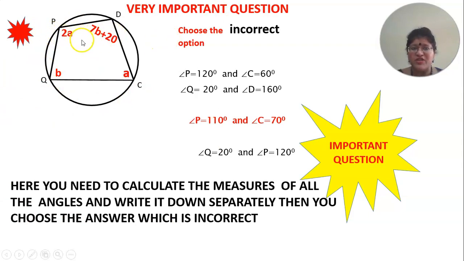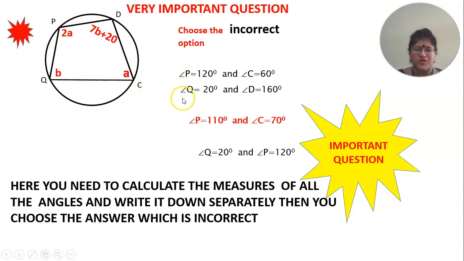Here I've not mentioned it is a cyclic quadrilateral. It is a cyclic quadrilateral, so 2a plus a is equal to 180, 3a equal to 180, so a is equal to 60. So here a is 60, means angle C is 60. So what will be angle P? 60 into 2, 120. So the first option is correct.